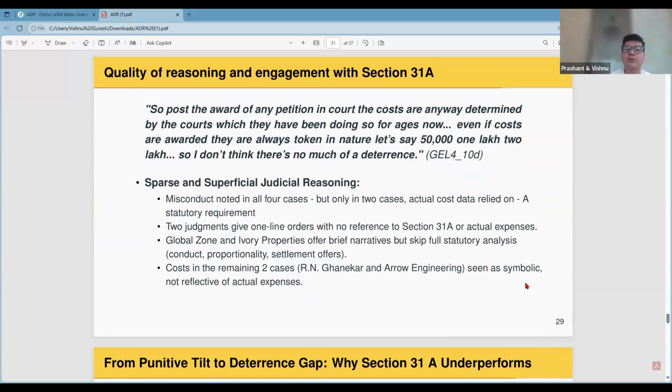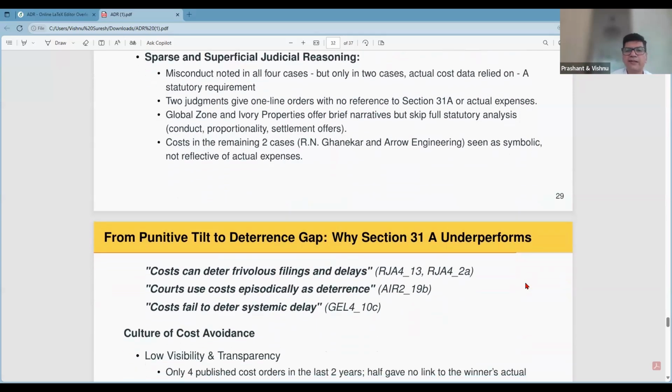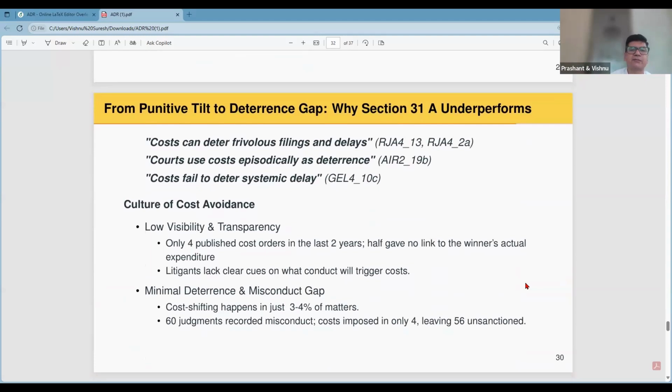Now we look at the quality of reasoning and engagement with Section 31A. Out of 4 cases, only in 2 cases is there some reasoning. 2 judgments give just one-line orders with no reference to Section 31A, no discussion of why cost is being awarded, or how they are calculating it. But in 2 cases, they actually asked for a bill of cost from the parties and then awarded cost. In the remaining 2 cases, the cost was symbolic and not reflective of actual expenses.